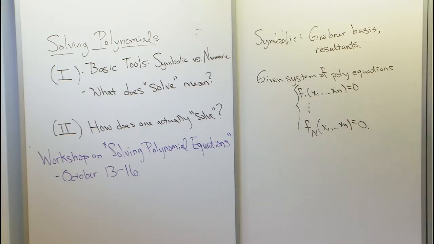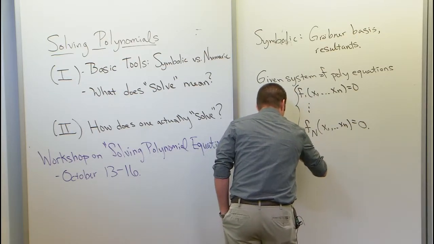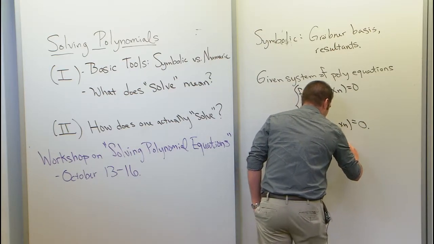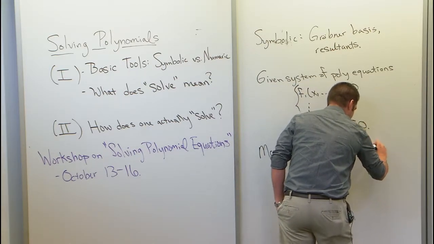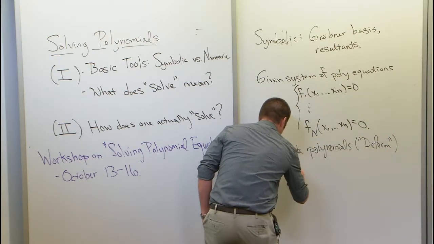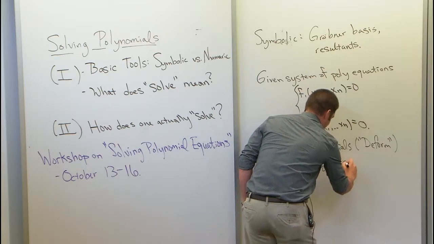What do these methods do? All of the symbolic manipulations is they manipulate the polynomials, or I will say deform, to produce new sets of equations. New equations which are easier to solve.